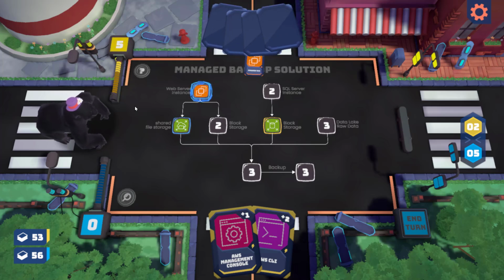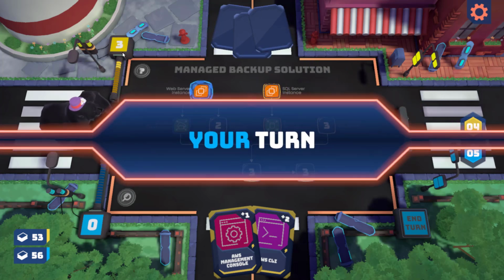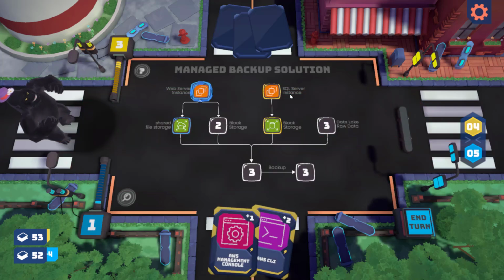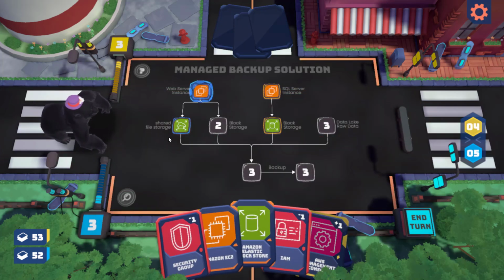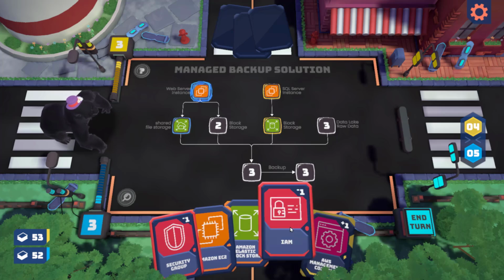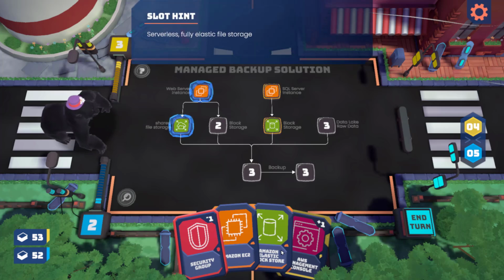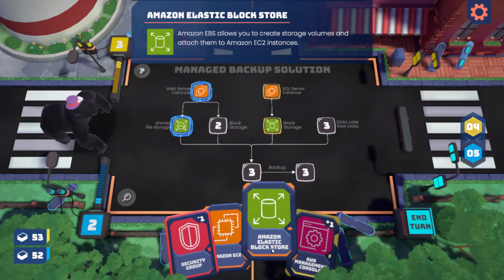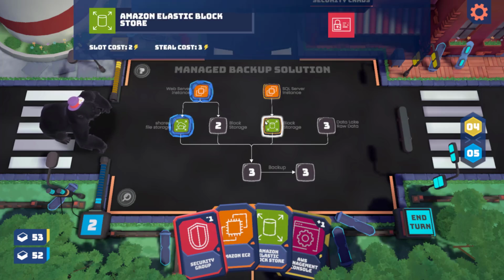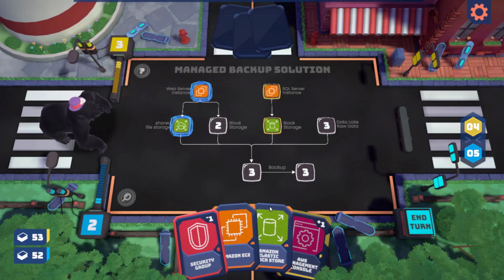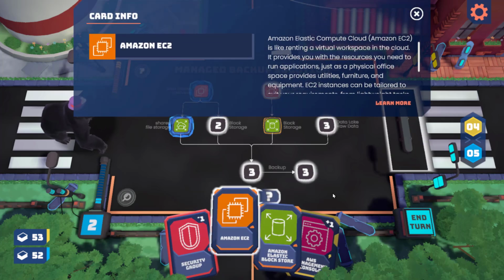Okay, 5 energy. He always has more energy than us for some reason. Okay, even SQL server instance. Okay, never mind. We didn't get any energy cards. Let's use this. I have an IAM, so I will protect it before anything happens. And elastic block storage. I mean, we can use it here. He already used it. I can steal it, but it requires at least 3 energy, which I don't have. EC2, we don't. Oh, I can steal his EC2, but it's okay.